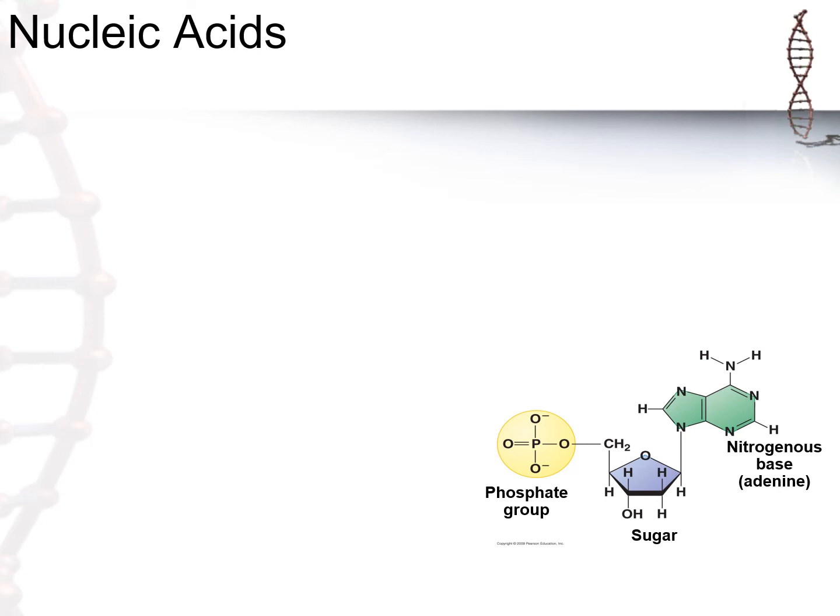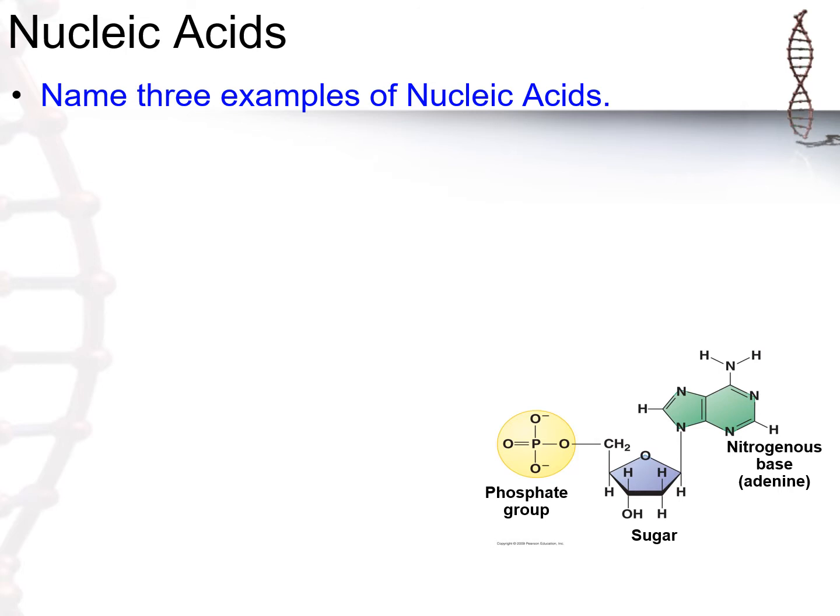This is the final portion of chapter 3, where we cover the last biological molecule, which are the nucleic acids. Think for a second. Can you name some examples of nucleic acids? Three important ones include DNA, RNA, and ATP. What do these nucleic acids do? Well, they have two essential functions.